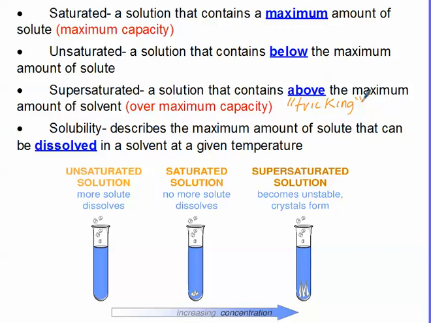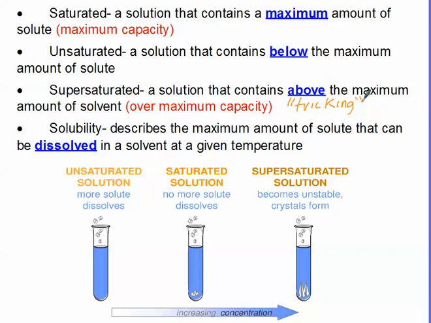So this is when it contains above the maximum amount. This can only happen under certain circumstances, which we'll get into in a little bit. Because in order to have a supersaturated solution, it usually involves a temperature change where it can hold more, and then you change it back to the original temperature, and it makes this kind of unstable solution.